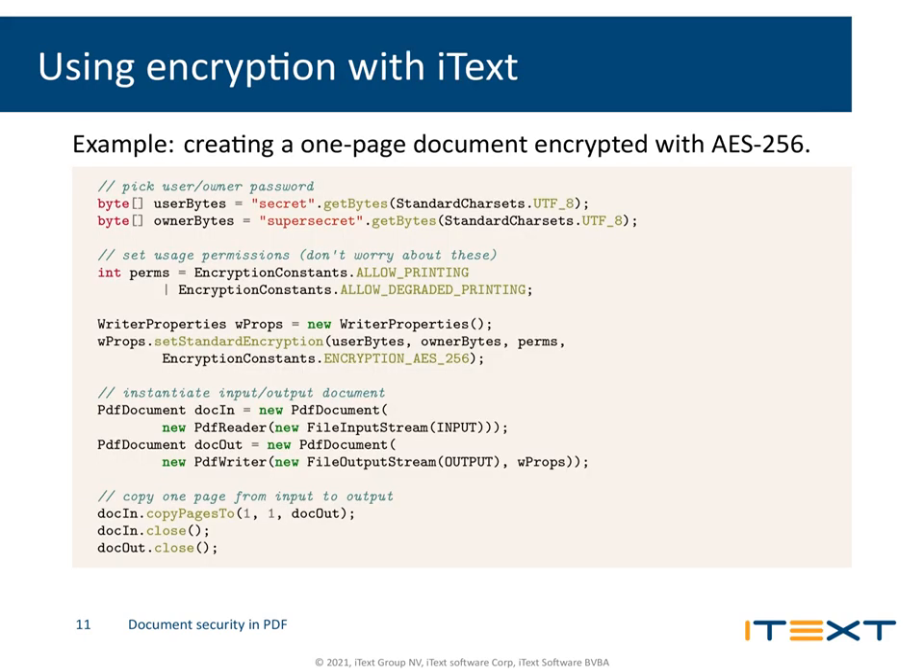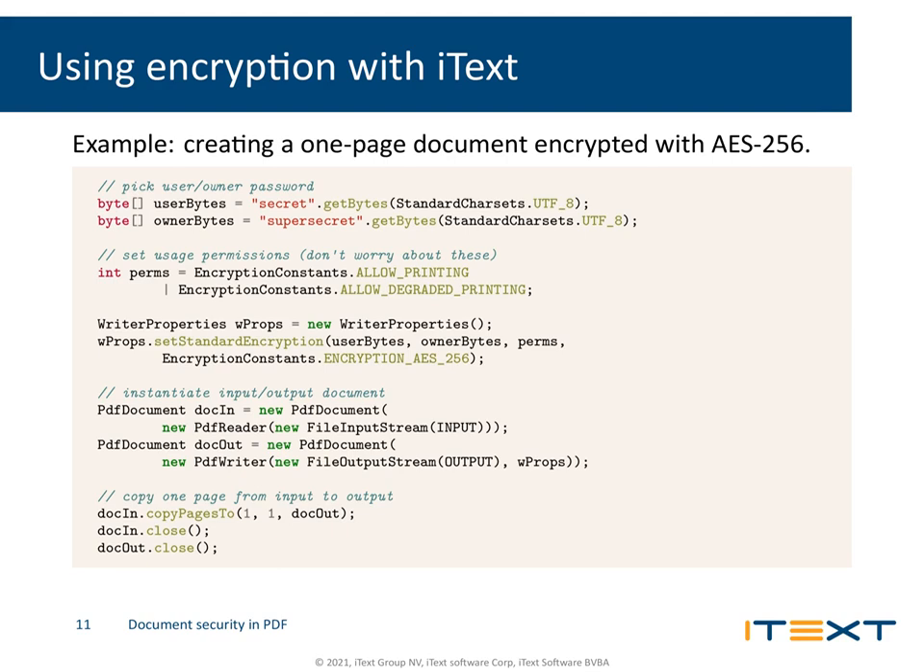So as a developer, how would you go about encrypting a document in practice? So the example that I'm showing here is, of course, an example using iText. And what we're going to do here is encrypt a one-page document with AES-256. So there is some input file containing just one page that we want to encrypt using AES-256. So the example here is a bit wordy, but I'll take you through it step by step.